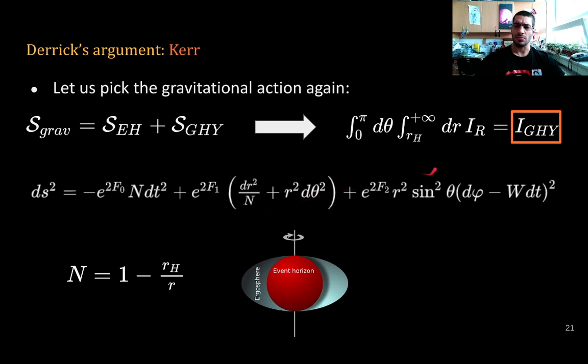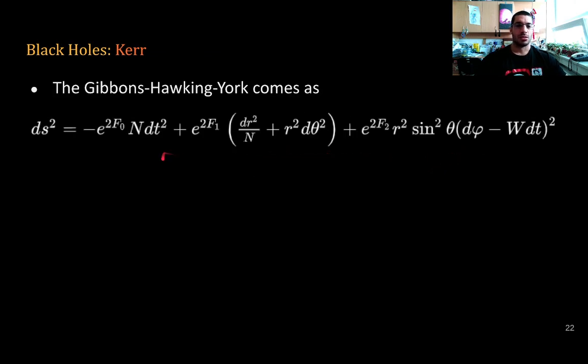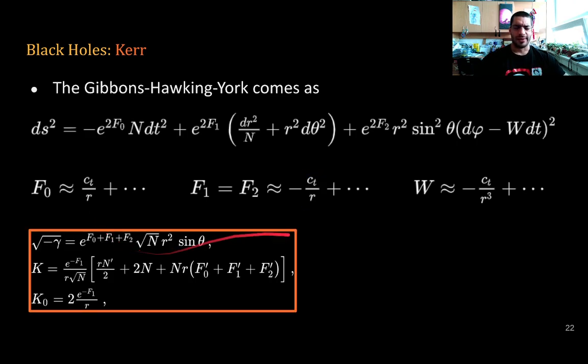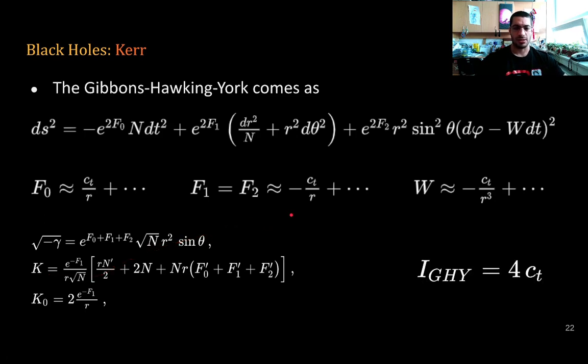Let us start by considering the Gibbons-Hawking-York term. In this case, we know the asymptotic behavior of the functions goes as c_t over r, which is just a constant that is related to the mass and spin of the black hole. And in this case, we are able to obtain both extrinsic curvatures, and they are not very complicated, and this will give a Gibbons-Hawking-York term equal to 4c_t.